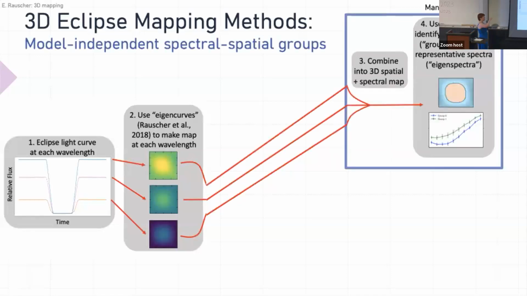One is that you take those maps of brightness at different wavelengths and you stack them together into a data cube, and then you use a clustering algorithm to identify spatial regions in latitude and longitude that have similar spectra. And so then you can make the spectral-spatial groups, and it's a fairly model-independent way to try to figure out what's going on in the atmosphere. And then if you want to retrieve on those different groups, cool.